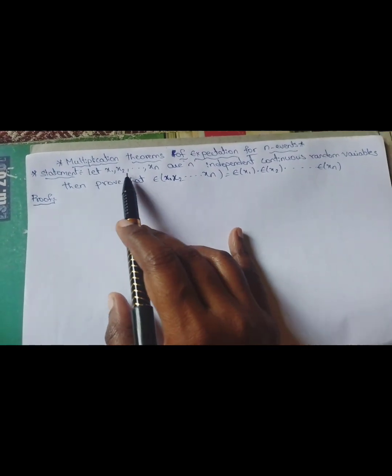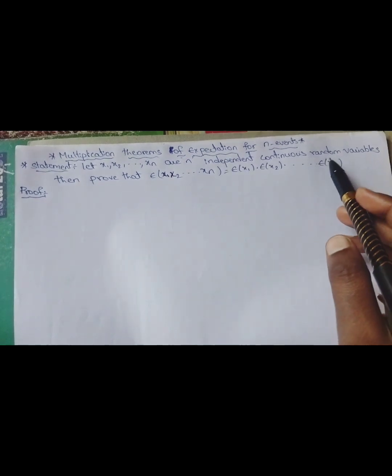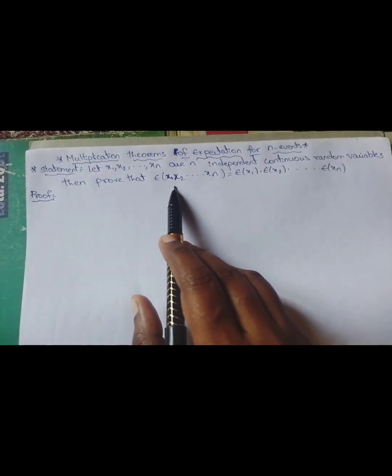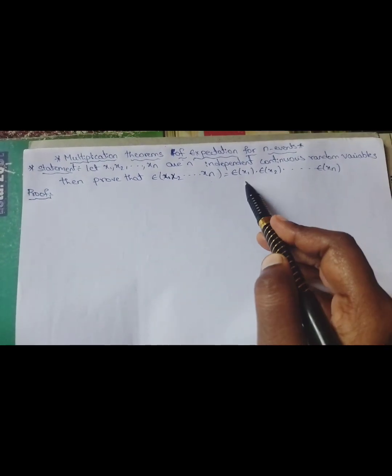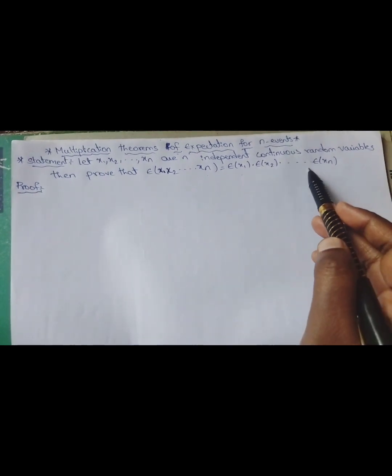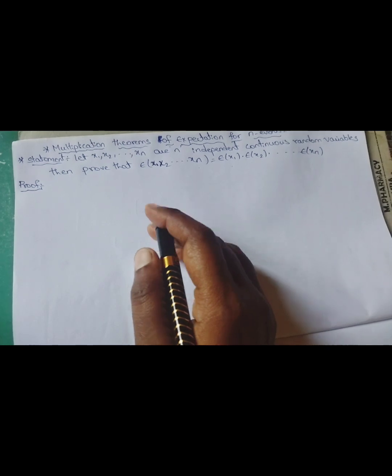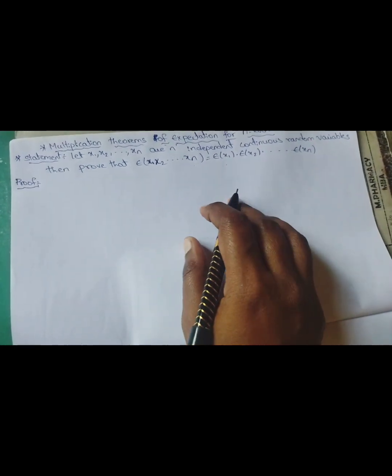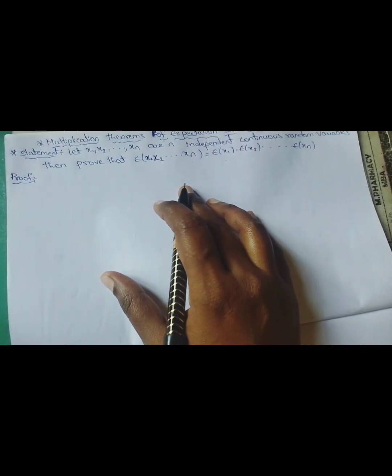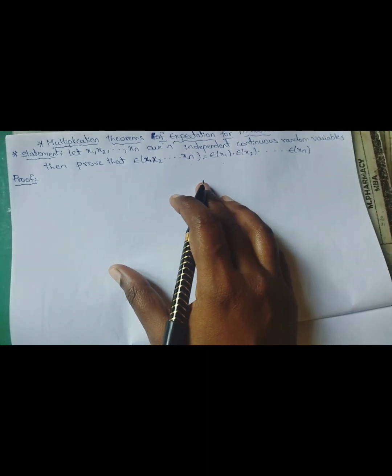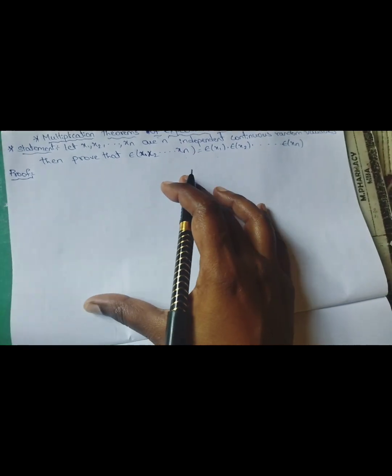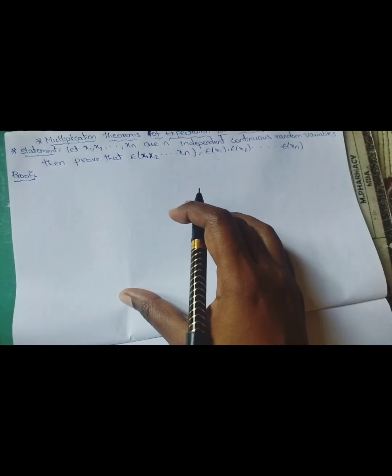So here is the statement. Let x1, x2, so on xn be n independent continuous random variables. Then prove that expectation of x1 into x2 into so on xn equals expectation of x1 into expectation of x2 so on expectation of xn. This theorem is similar to the addition theorem of expectation for n events. Same like the addition theorem, we are going to prove this theorem. So those who didn't see that video, please see that video and then come here so that you'll understand clearly.